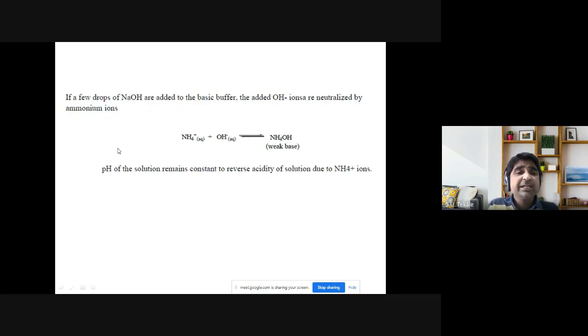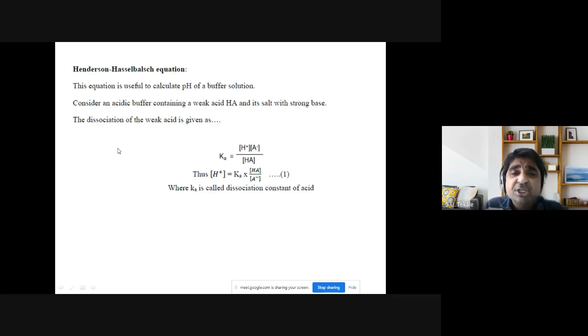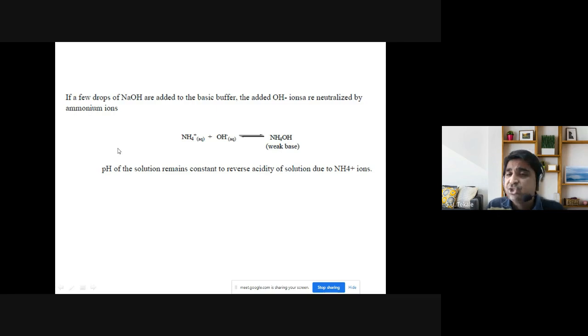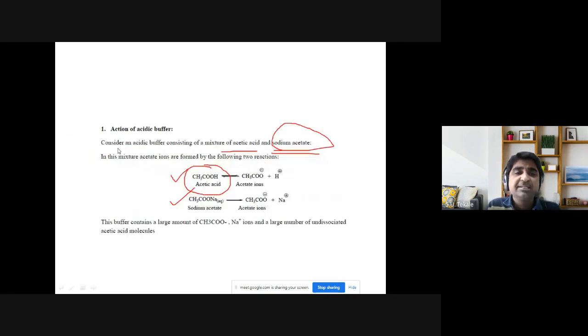So in both the cases, what is happening? If we try to add either a little amount of strong acid or strong base to this buffer solution, which is a basic buffer in this case, it is trying to maintain its pH value. It is trying to maintain the concentration of ions which are already there in the buffer solution. And this is how pH of the buffer solution doesn't change.